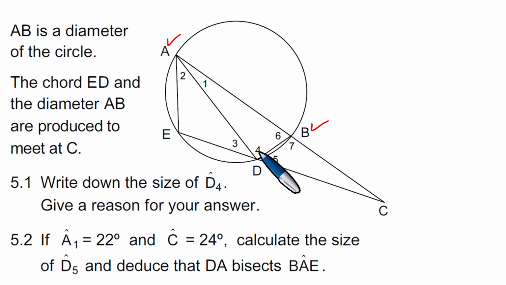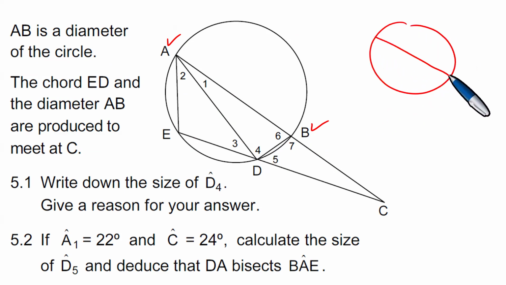Why? So you see, if you have a diameter, it subtends an angle of how many degrees at the circumference? Of 90. So this angle must be 90 degrees. It's an angle in a semicircle. They did not tell us, but because it is a diameter, then we know. Okay, now there's chord ED and diameter AB.